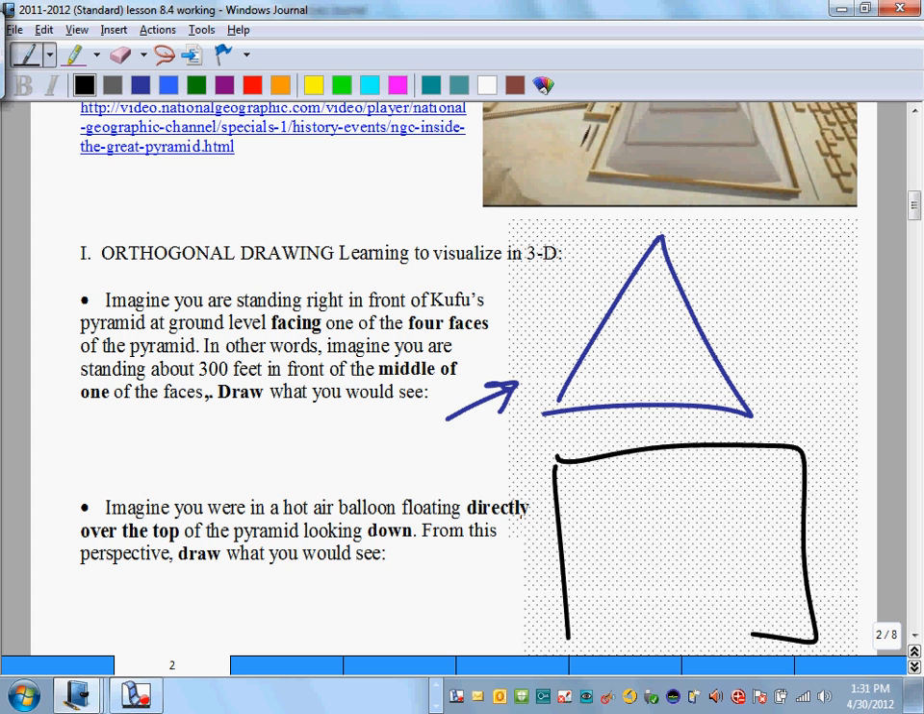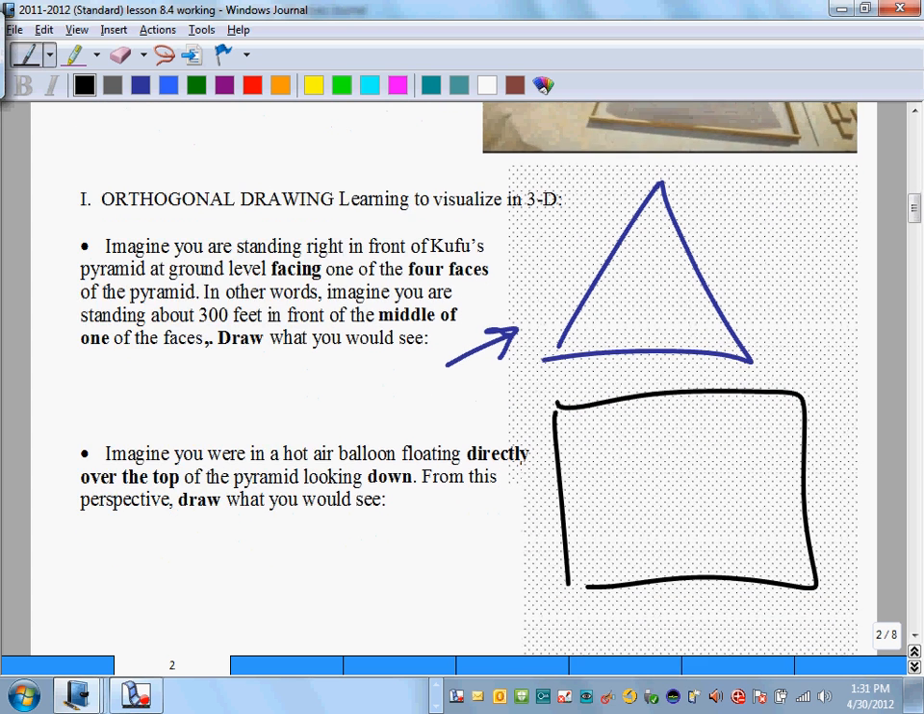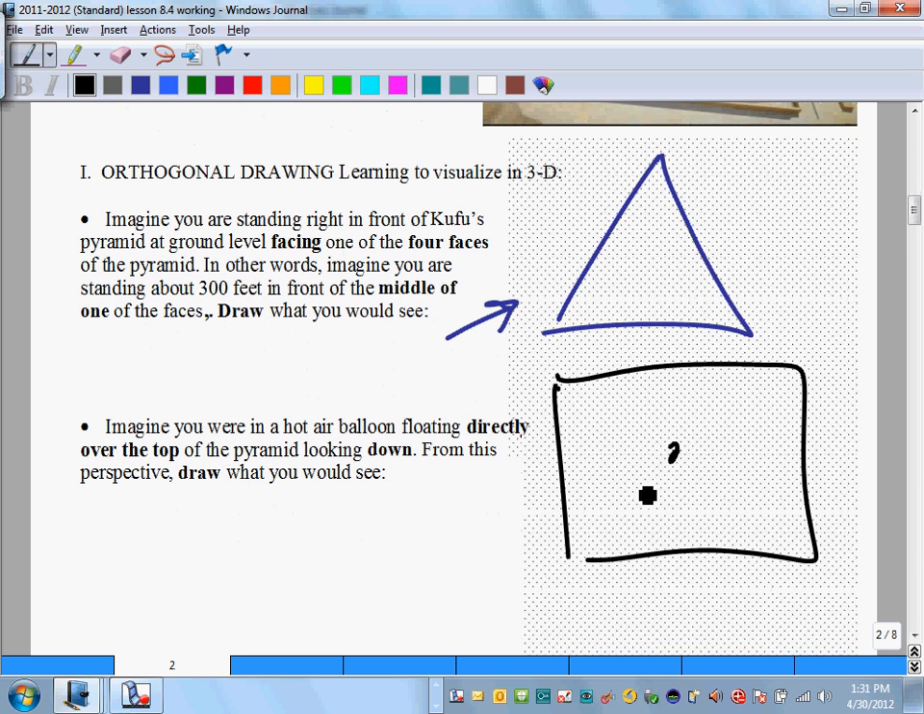These are called orthogonal drawings. 2D drawings of 3D images. Some of you, this is going to be easier than others. It has a lot to do with the way your brain's wired. Okay, you guys ready? Got something?